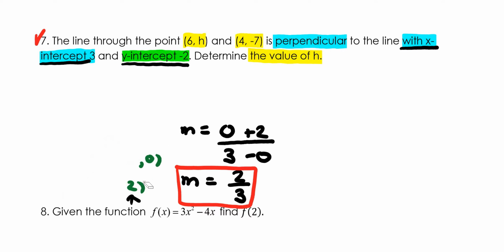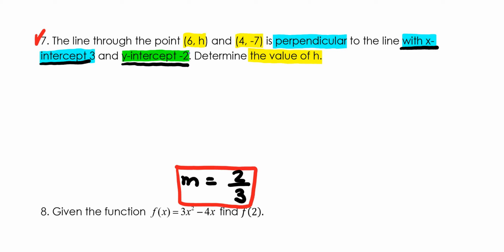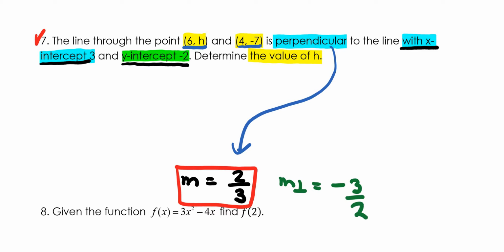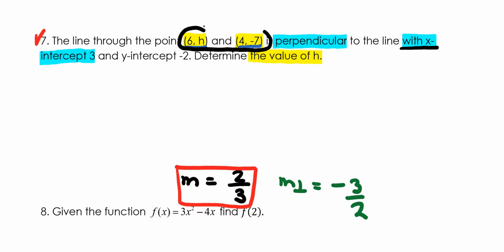Okay, let me erase that, and let's go back to the original problem here. So there's another line that has the point (6, h) and (4, -7), and it's perpendicular to a line with that slope, right? So if I want the perpendicular slope, that's going to be -3/2, right? Okay, so going back to the original problem, these coordinates right here, they form a line, and the slope of that line is going to be perpendicular to this.